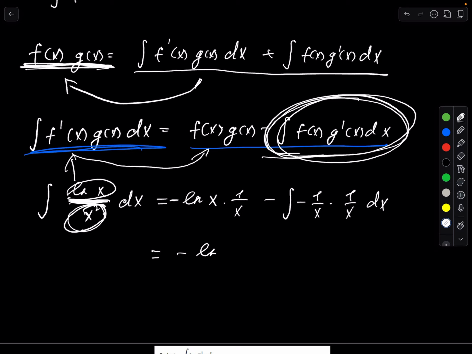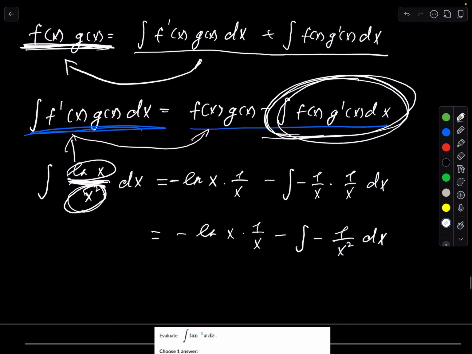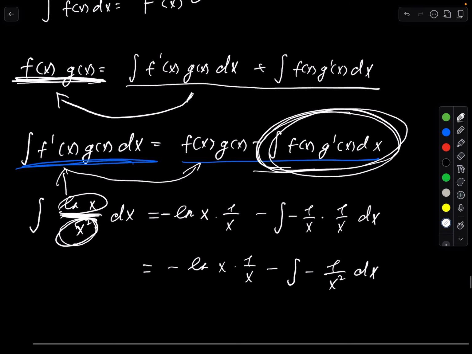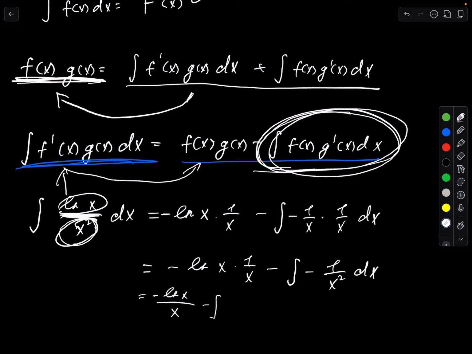Negative ln x times 1 over x minus the integral of negative 1 over x squared. Then we can quickly simplify this. Oh, I've got no more space. We have to be a bit quicker. ln x. Then we can write it as x to the negative 2 power.